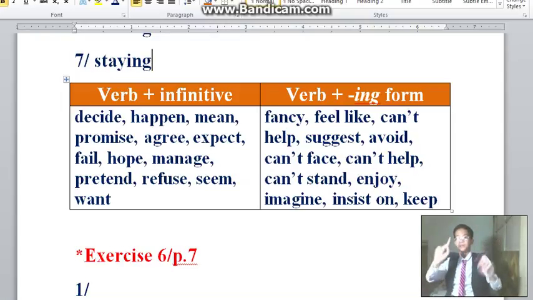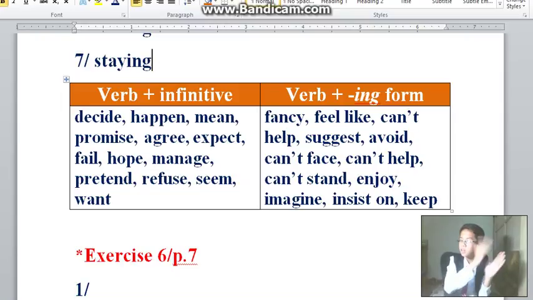They have two types. The first one is verb plus infinitive. Infinitive means the verb base form. When you have these verbs like decide, happen, mean, promise, in the first chart, you use them with an infinitive verb. Example: I decide to go. Nobody says I decide going. Or example, agree: I agree to go on a holiday, not I agree going on a holiday. So the verb is followed by the infinitive.